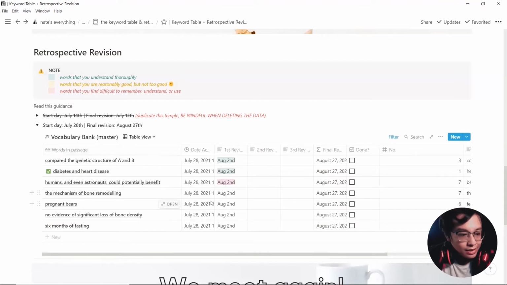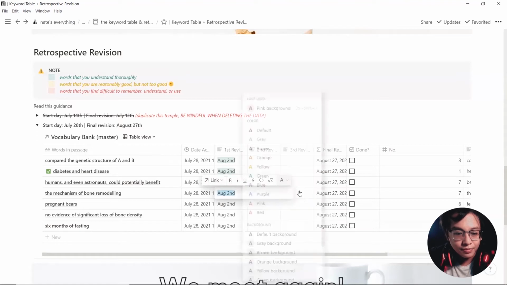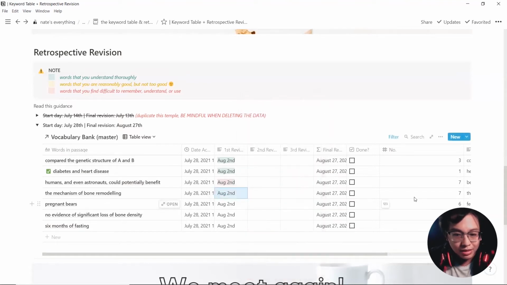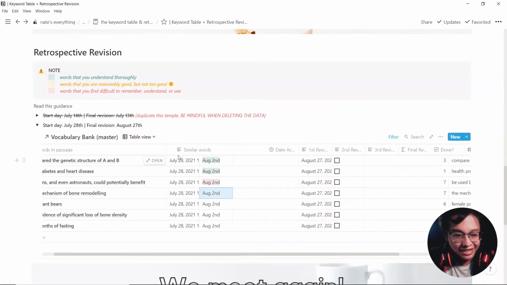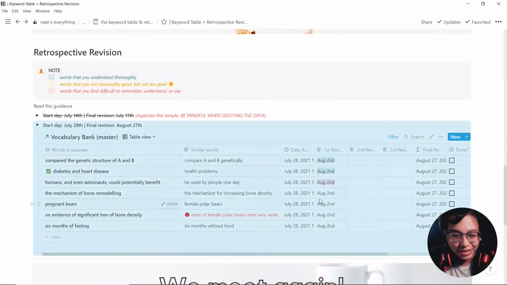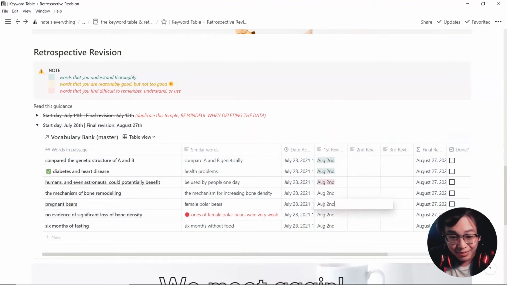Okay, so back to this one. For example, the mechanism of bone remodeling would be, I think, yellow. All right, pregnant bears. Sorry, let's go back here. Okay, pregnant bears, female polar bears. I think this one is easy, right? So put it in yellow. This one's yellow too, right?